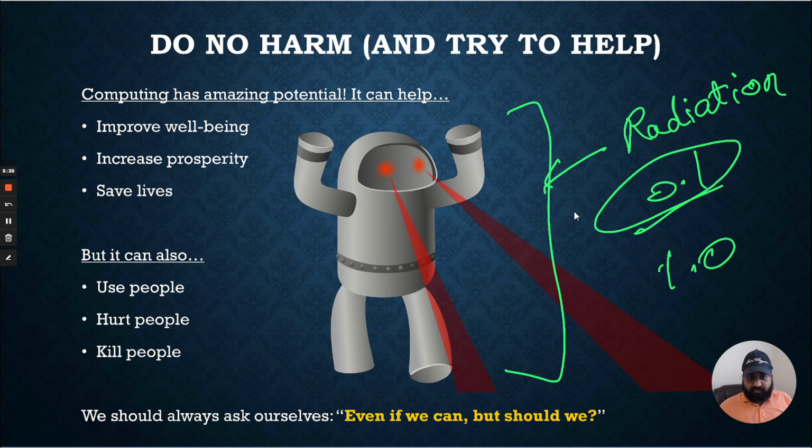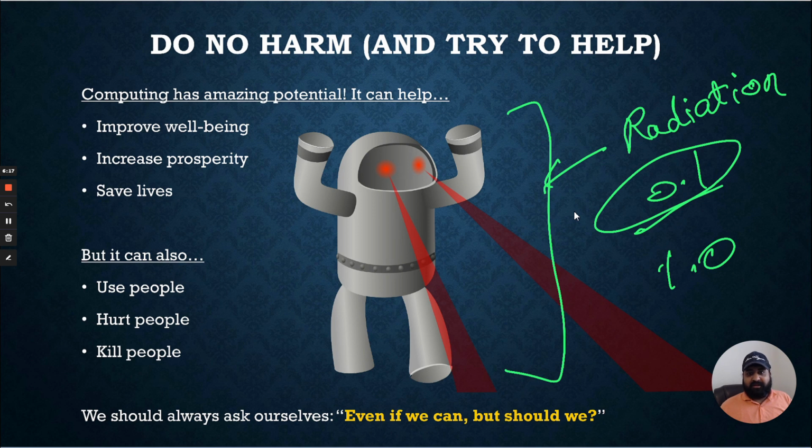So computing has amazing potential. It can improve well-being, it can increase prosperity, it can save lives, but it can also hurt people or kill people. And as an ethical computing professional, you need to make sure that you are responsible. Let's say tomorrow you go and work for a large tech company, let's say Facebook, Google, or Microsoft, and although you are getting a paycheck from them, let's say they ask you to create a system that destroys humanity. Although they are not going to ask you that, if they did, you need to be responsible enough to say no to it.